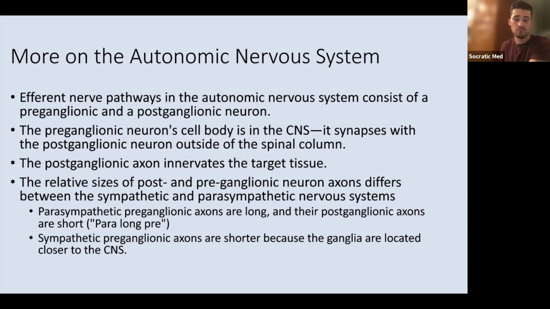And then opposite, the sympathetic preganglionic axons are shorter because the ganglia are located closer to the central nervous system. So that preganglionic axon, that afferent neuron from the sympathetic nervous system, is going to be a lot shorter. Again, because the ganglia are located closer to the central nervous system, so they're going to synapse, and then that postganglionic axon is going to be much longer because it needs to travel from the central nervous system and it needs to reach the effector, the target tissue.